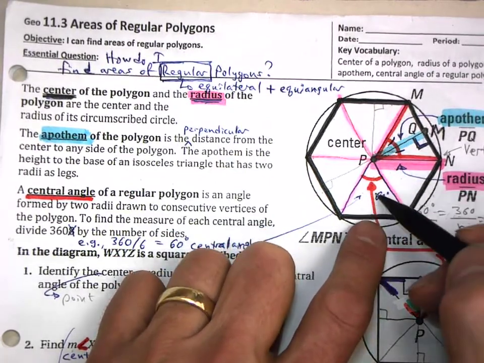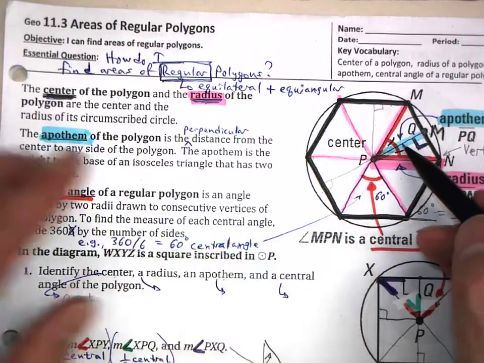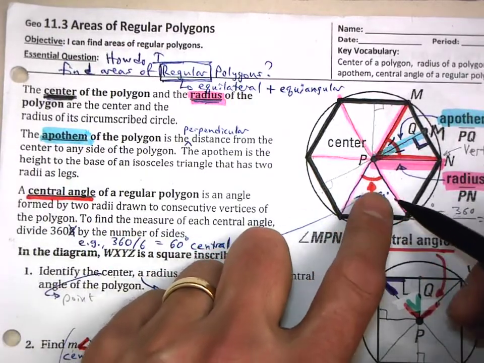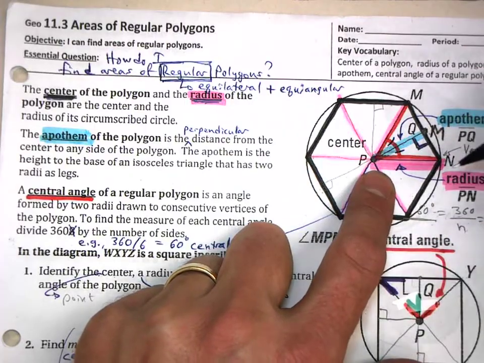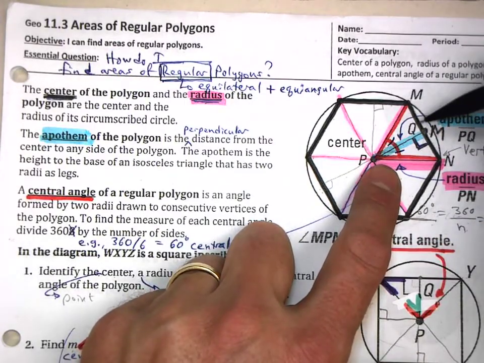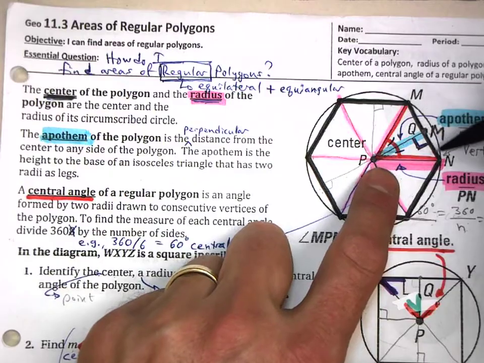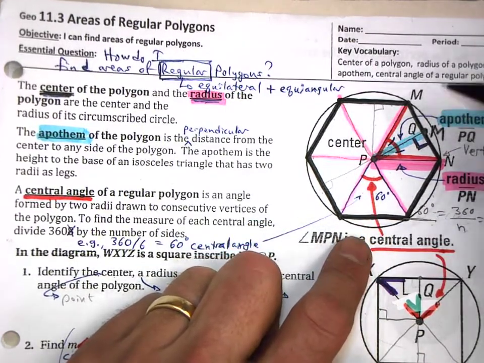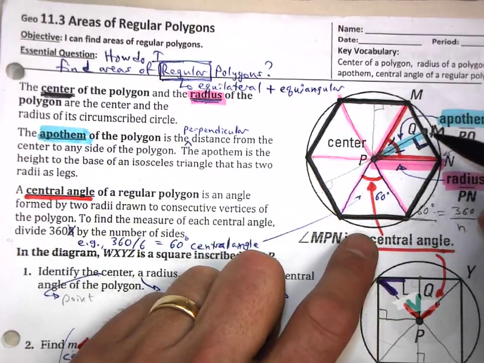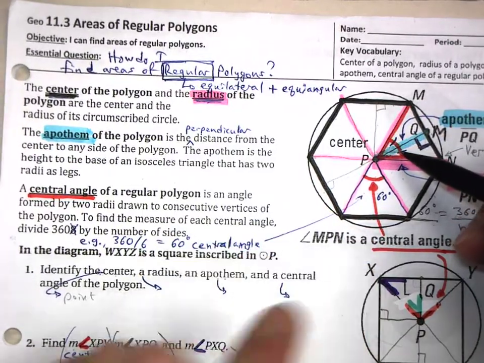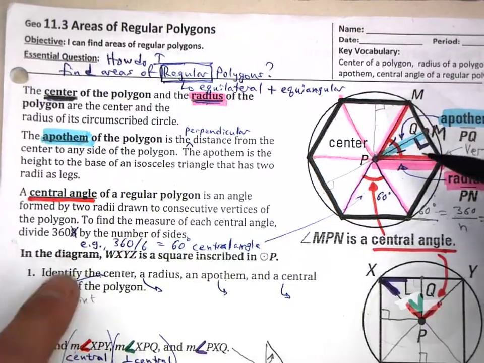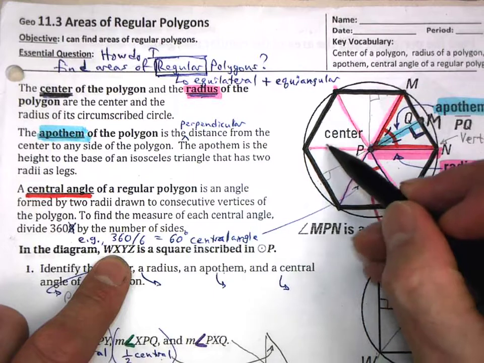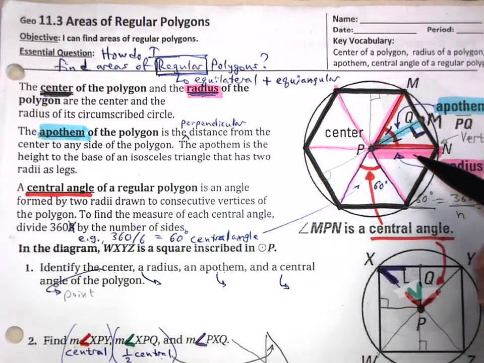So there's 1, 2, 3, 4, 5, 6. 6 different central angles going around this regular polygon. And notice that's the same number of sides that we have. There are 6 sides to this regular polygon, therefore it's a hexagon. And with 6 sides, that creates these 6 central angles. And we can calculate that central angle because we know that it's 360 degrees all the way around in one circle.